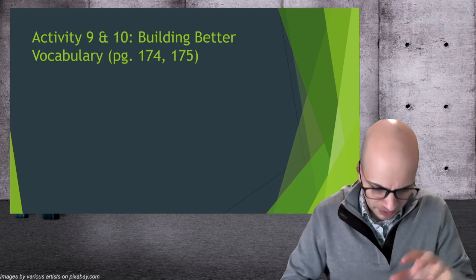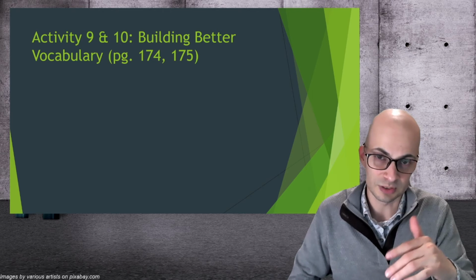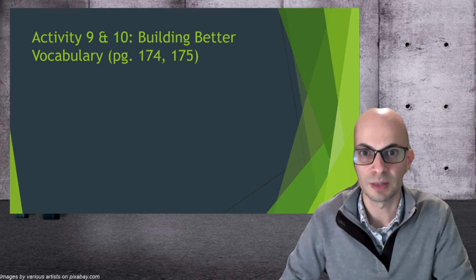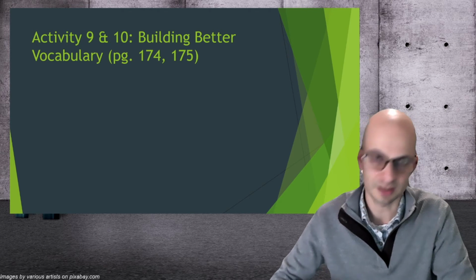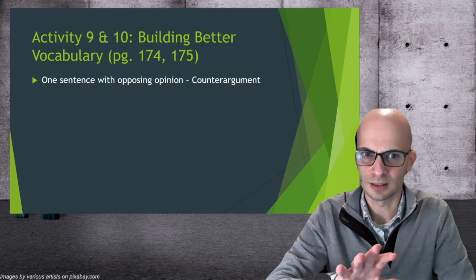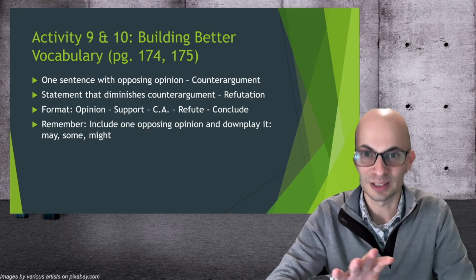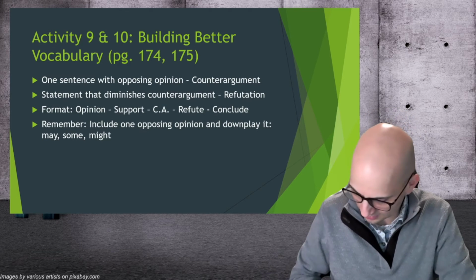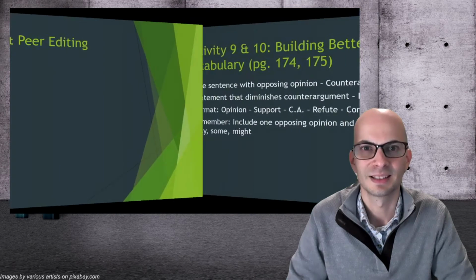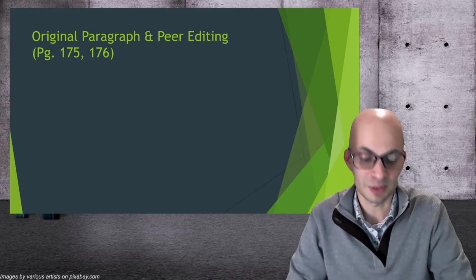We're going to skip here choosing a topic paragraph. We're going to come back to it on page 173. But let's go to building better sentences or building better vocabulary. You already know this. Word associations. Word associations, using collocation. All right. Original paragraph and peer editing.